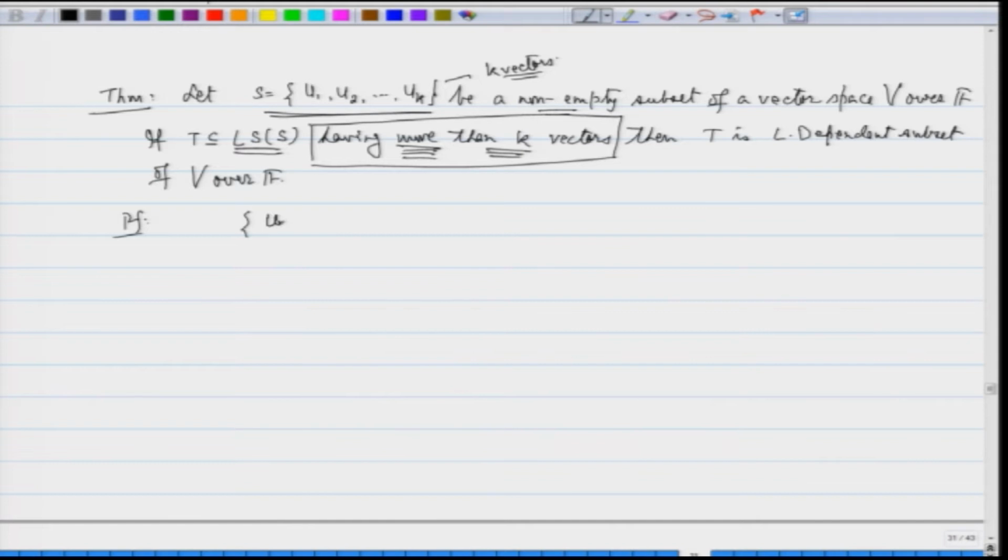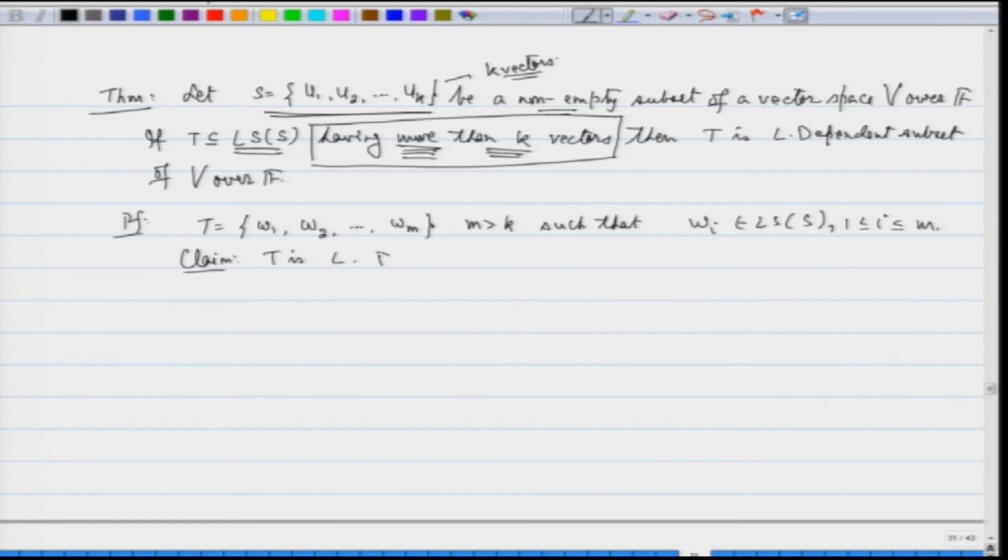Fine. So, let us try to understand this. Suppose I am picking a vector, say w1. So, let me pick T = {w1, w2, ..., wm} with m greater than k, such that each wi belongs to the linear span of S, for 1 ≤ i ≤ m. We are claiming T is linearly dependent. Fine. This is what it says. If I pick any subset of the linear span of S, and that subset has more than k vectors, then that subset is linearly dependent. Fine. So, I will have a problem when I want to increase the size, in some sense, that is what I am trying to say. So, let me prove it.